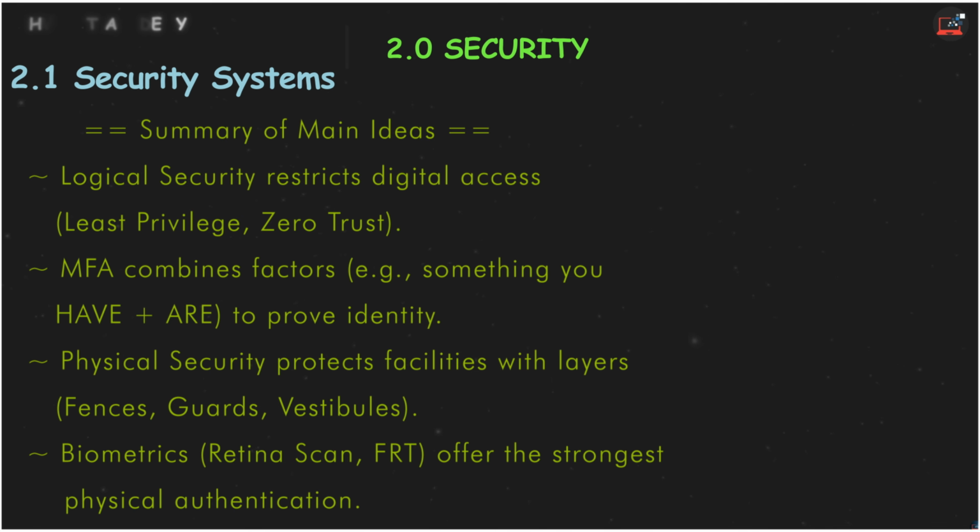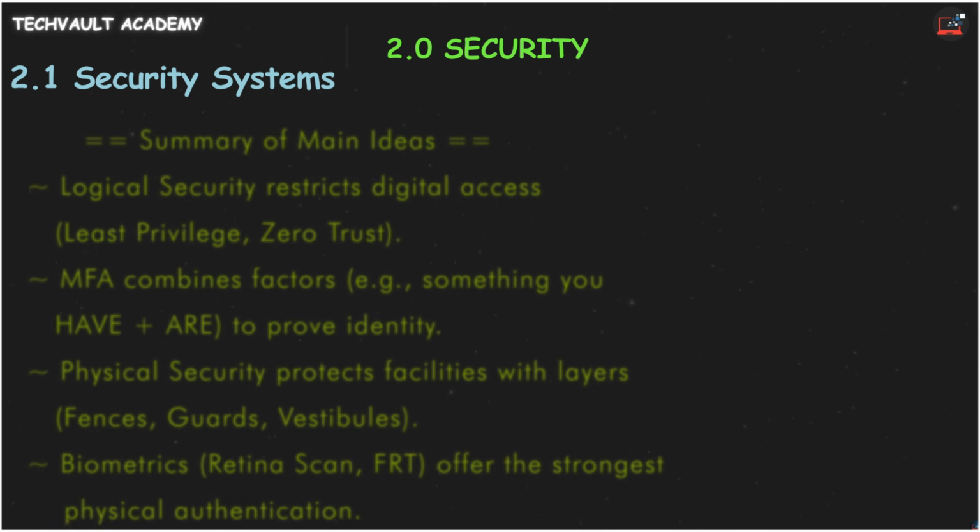It starts with perimeter controls like fences and bollards and uses layered access like vestibules and security guards. Modern physical access relies on tokens like smart cards and key fobs, with biometrics like retina scans and FRT providing the highest level of authentication.